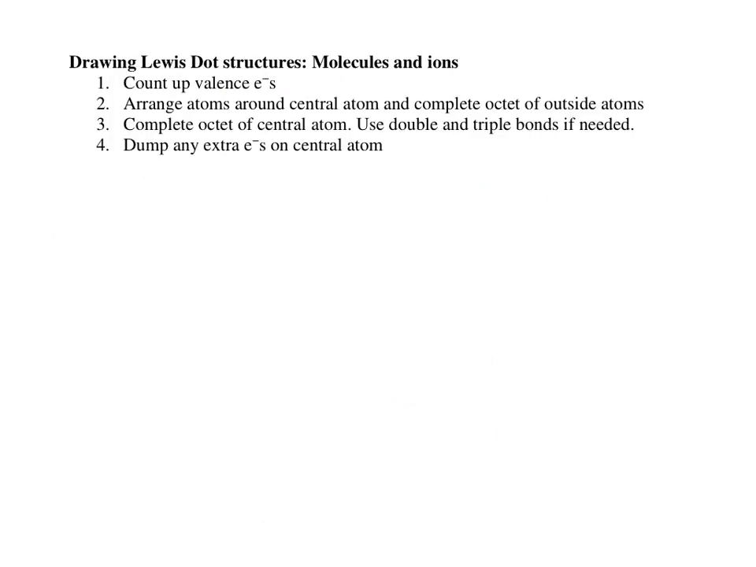We're going to do many more examples of drawing Lewis dot structures, but I want you to notice that they're all going to follow the same basic procedure. Count up the valence electrons, arrange the atoms around the central atom, complete the octet of the outside atoms, then look to the central atom, and in completing the octet of the central atom, you may have to use double or triple bonds. In prep chem, you're not going to encounter this last step, but you will in general chemistry. If at the end of these first 3 steps you have extra electrons, you can just take those extra electrons and dump them on the central atom.